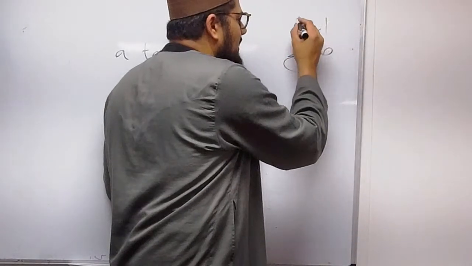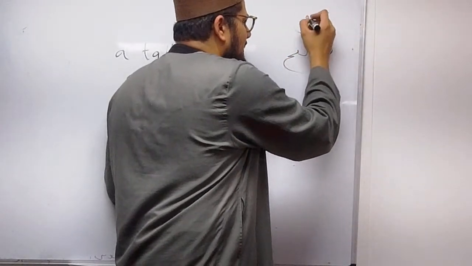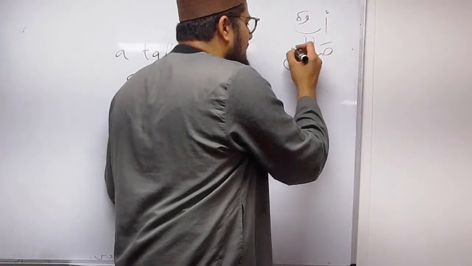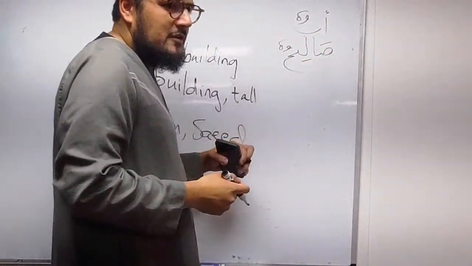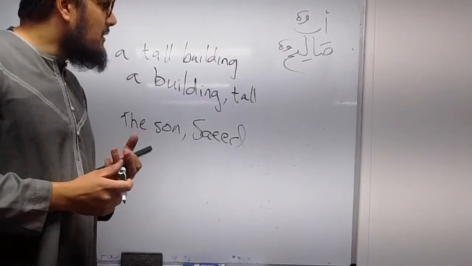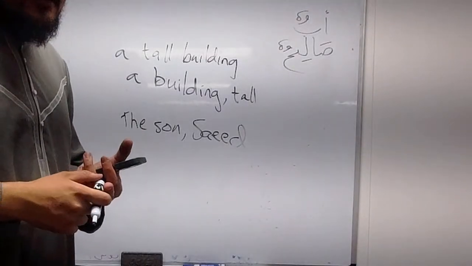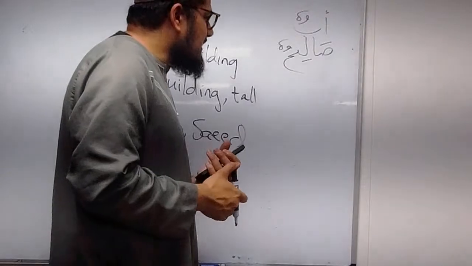Good. It wouldn't be salih and abun. Why not? Because the Mawsoof is first. The Mawsoof comes first. Abun salihun is correct. Very good. Do they follow the 4 rules? Yes, they do. Very good. What's our second question?